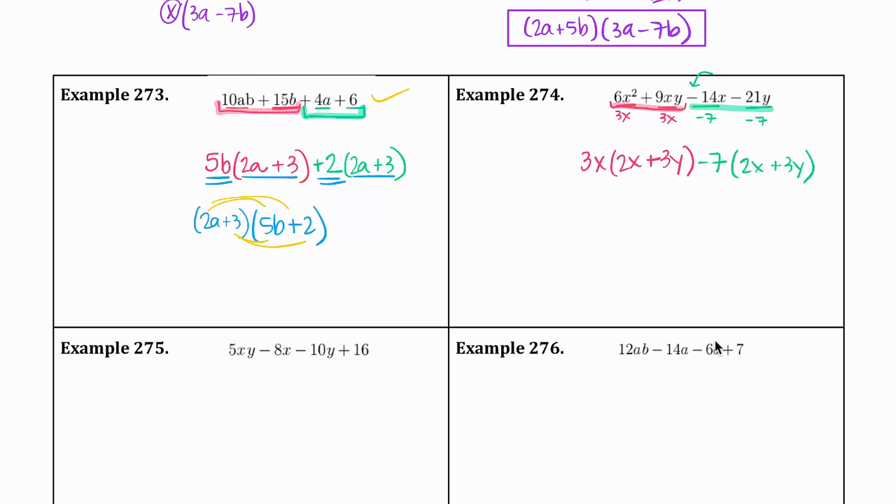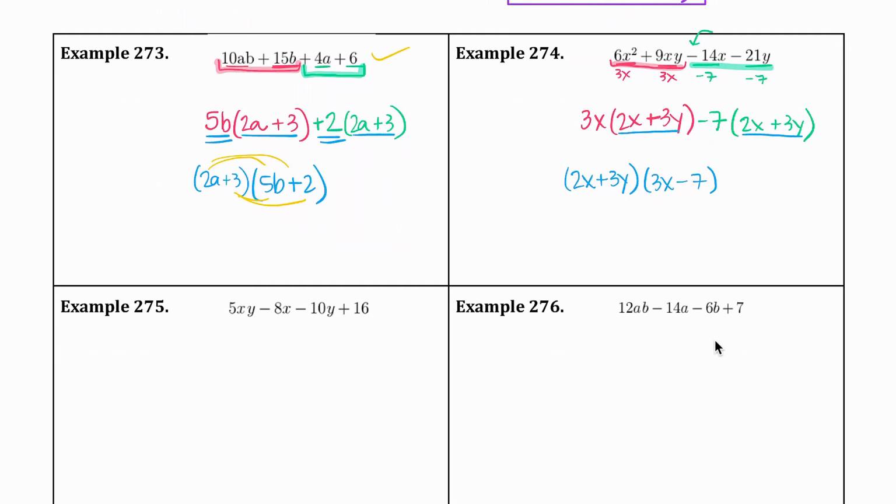If we do factor by grouping correctly, we should end up with the same binomial right here, because now we're going to factor that binomial out. We're going to take a 2x plus 3y out of both of them. If we take that out of both of them, we're left with a 3x minus 7. And those are our two binomial factors. These are fully factored.